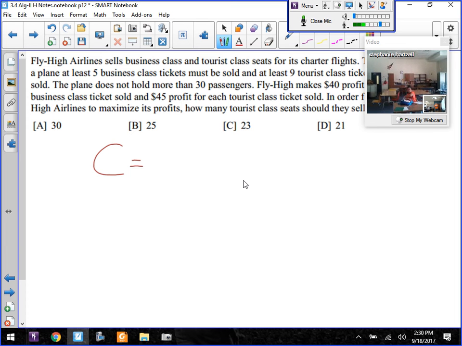What was it? 40 for business and 45 for tourists. So I'm using B and T, which means where do you think I'm going to put my B values? On the X, and my T values will be on the Y's.